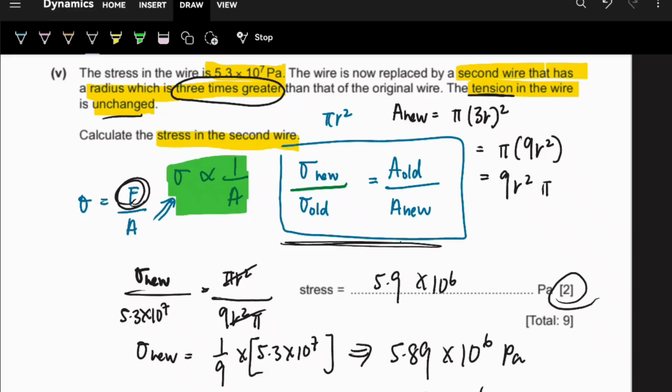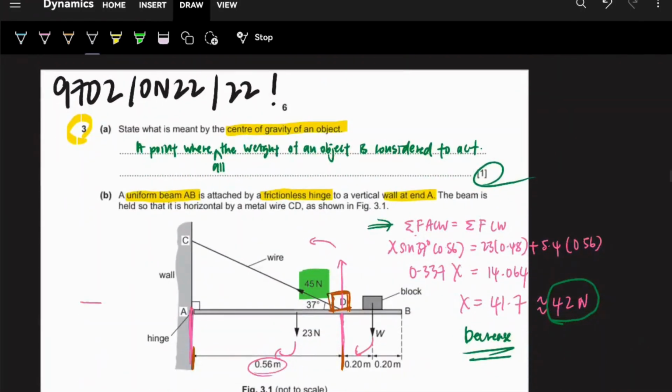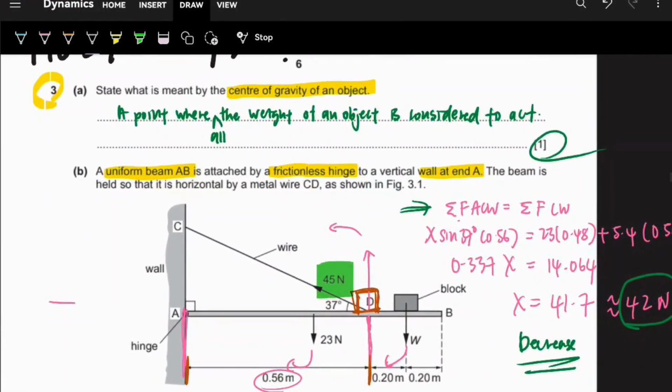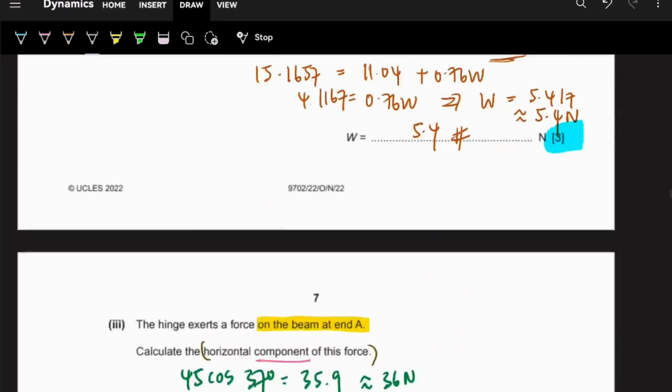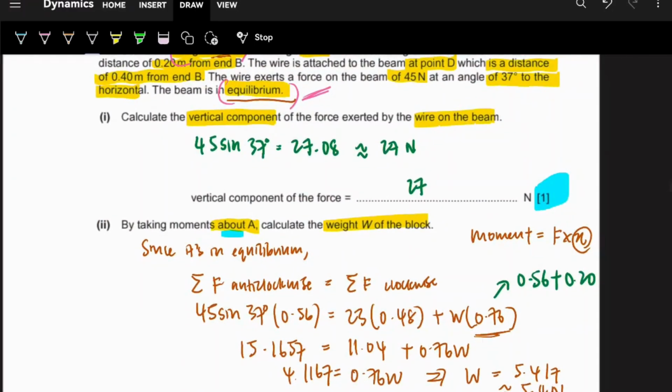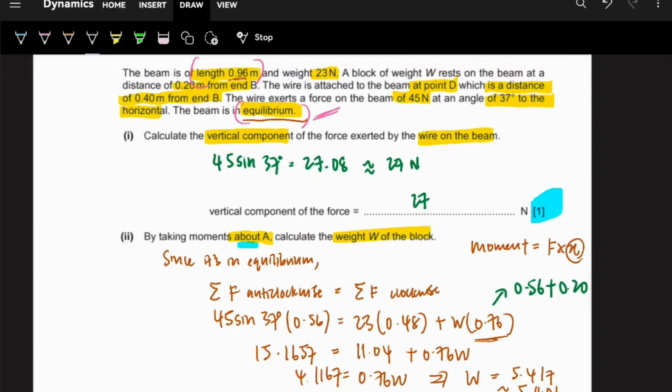Okay, there you go, got 2 marks. So that's about it for this question. Very interesting question. They cover moments and it covers something about stress and tension. My advice to you is, when you're doing calculation, be careful. Be very, very, very careful so that you don't make the careless mistake.